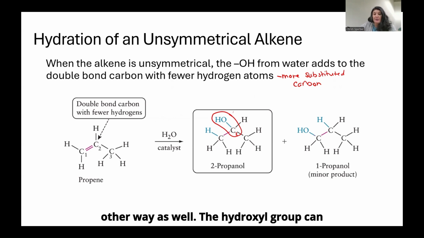Now, it can bond the other way as well. The hydroxyl group can bond to carbon 1, but this is what's called the minor product. So this is the major product. The majority of your product is going to be this 2-propanol. But you'll also have some of this 1-propanol produced as well, but it's a minor product.